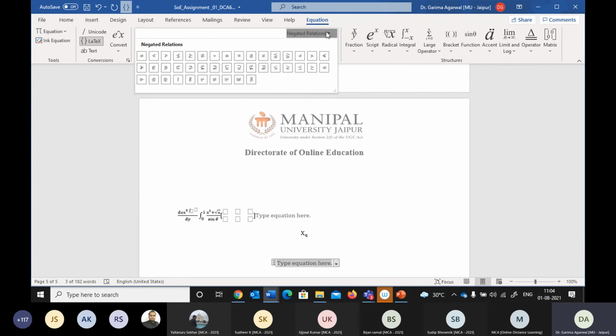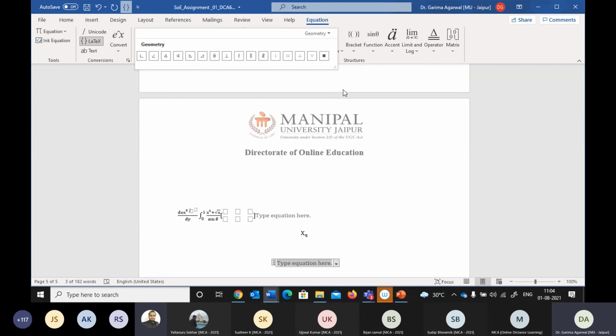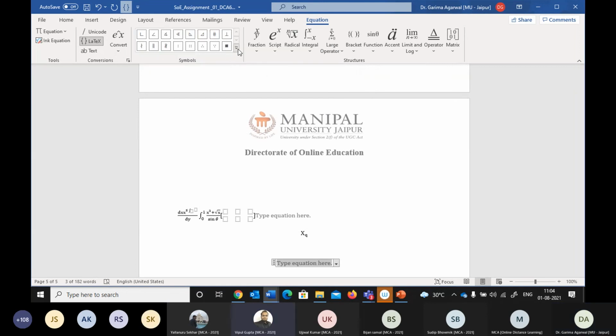Then negation, scripts, and geometry. Ma'am, in the second question, it is using V or something like a hat. So from that hat, we can use the number 6 on the keyboard, as it is mentioned over the number 6. We can use that one, or is there any symbol for that?